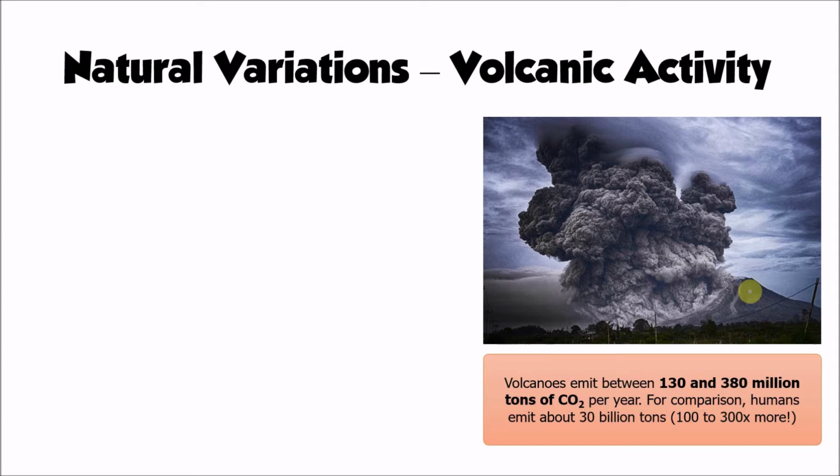And volcanoes emit, depending on the amount and size of eruptions in any given year, between about 130 and 380 million tonnes of CO2 every year. Now, while that might sound a lot, in comparison, human activity releases over 30 billion tonnes, which is 100 to 300 times more carbon dioxide. So we can think about volcanic activity being equivalent to maybe only 1% of human emissions.